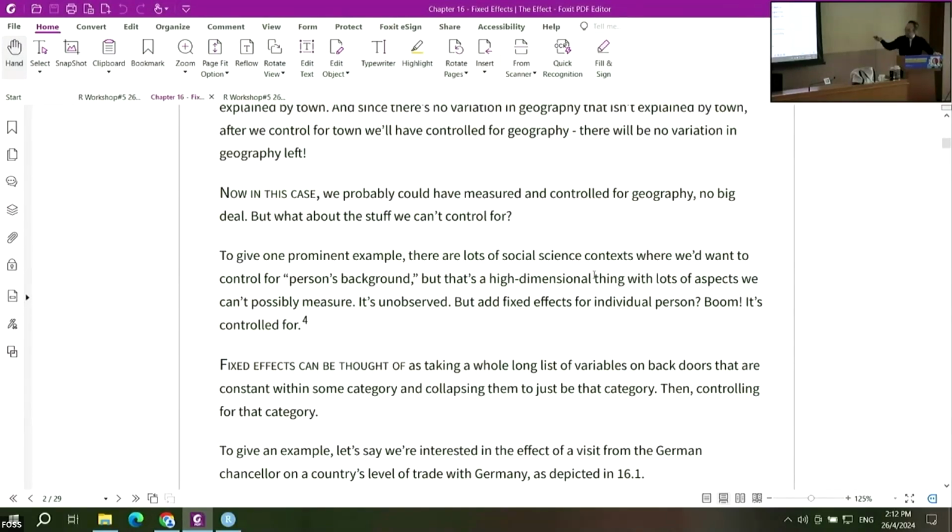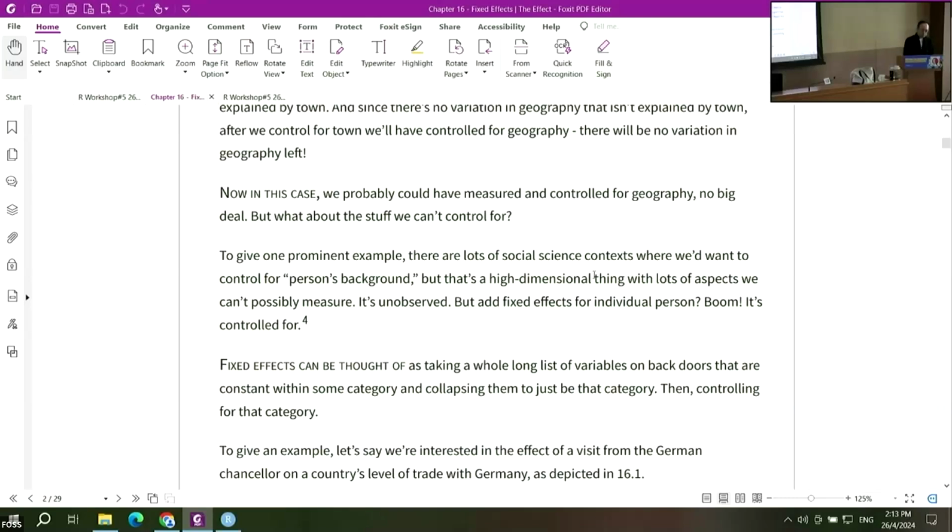Just to give you one example, there are lots of social science contexts where we want to control for a person's background or personality. That's a high dimensional thing with lots of aspects we can't possibly measure. It is just unobserved. If I ask you, hey, are you a moody person, you'd probably be wondering, I don't want to tell you that, because even if I'm a moody person, I don't want to share that information with you because it may work for me or work against me. I don't want to reveal too much about me. That's smart, that's fine. But that's what I'm saying. This is going to be hard to control for.